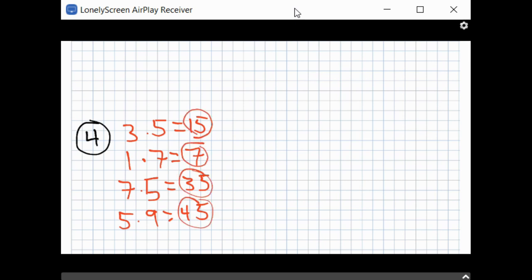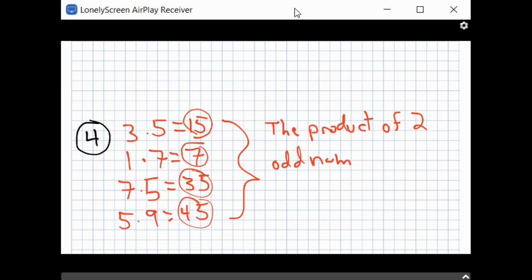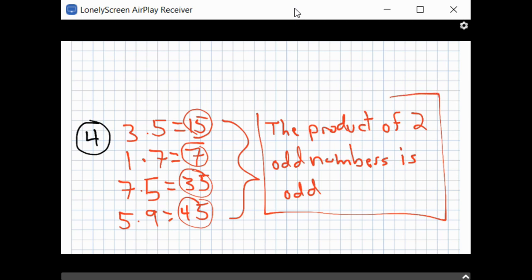Well, the only thing I can see emerging is, notice all of my products are odd. So I'm wondering if the product of two odd numbers must always be odd. I wonder if you could think of any two odd numbers that when you multiplied them, you actually got an even number? My guess is it's going to be no. And so that's going to be my conjecture. The product of two odd numbers is odd. And that is true until someone can find a counterexample to disprove it.